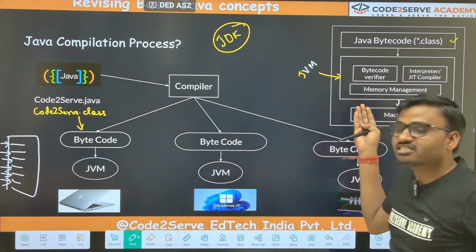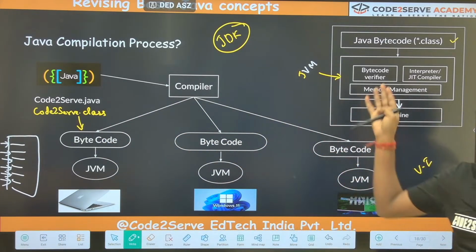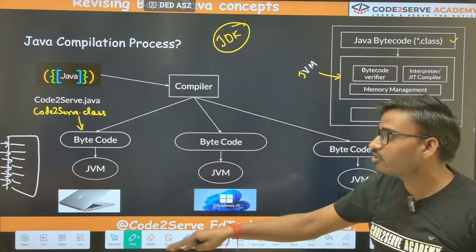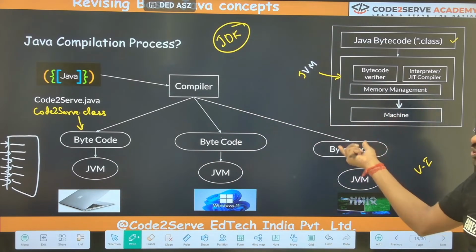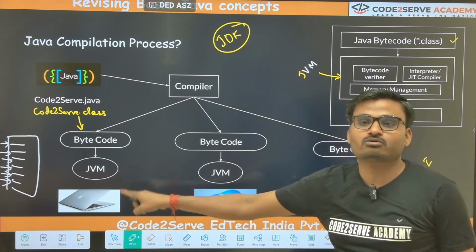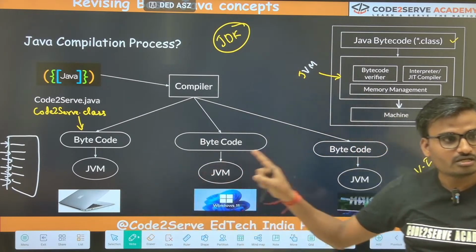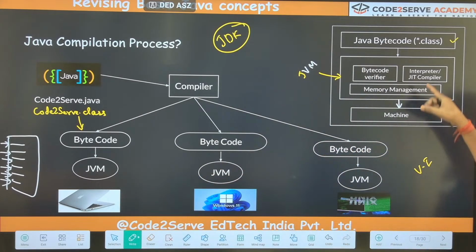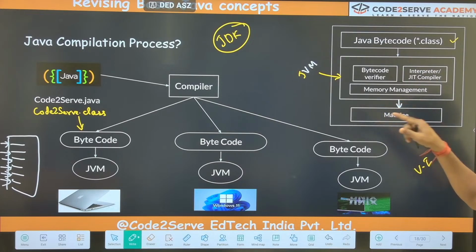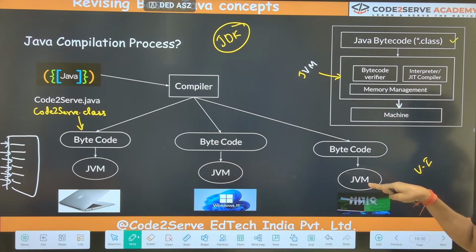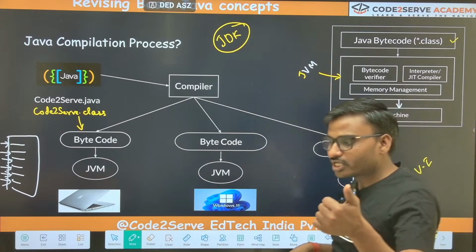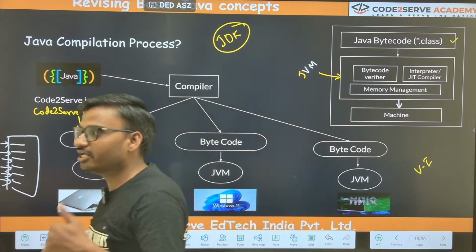So whenever it gets the bytecode, based on the system or platform where it is installed, it will convert this bytecode to that dependent machine code. Got my point? So the bytecode will know which platform it is running on, and based on that, it will convert itself for a different platform. Got it? You can think of this as an intermediator.